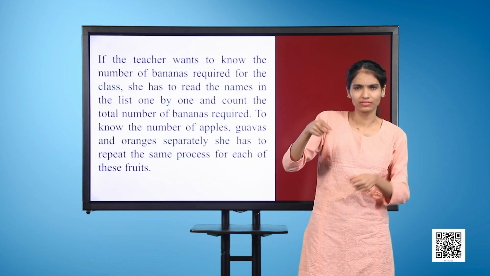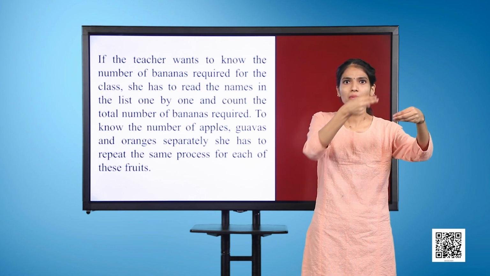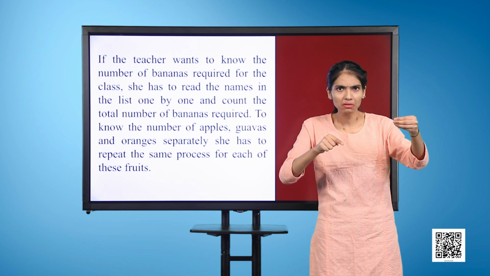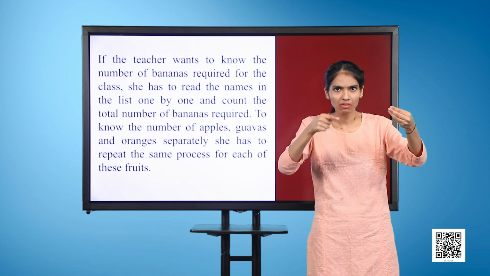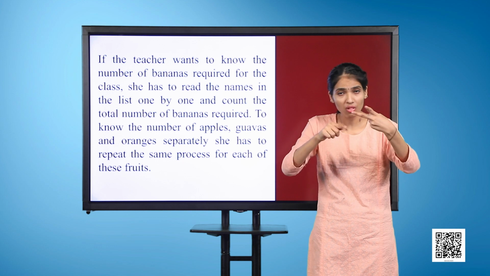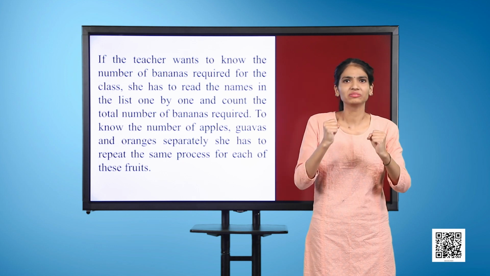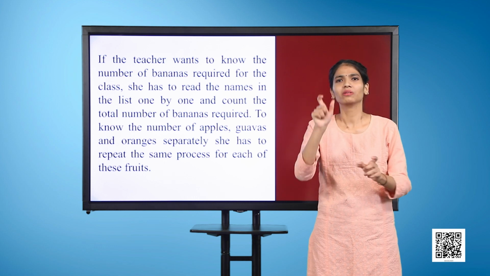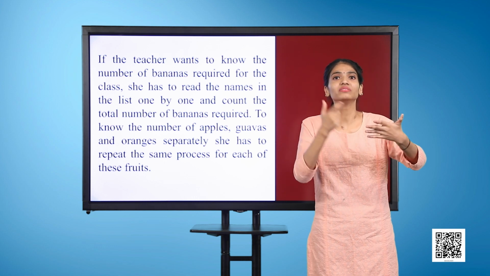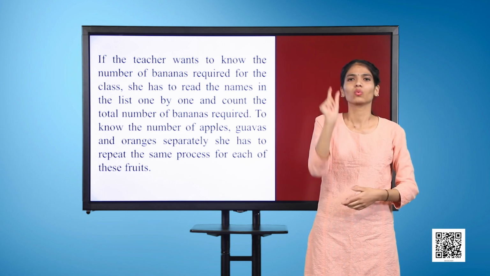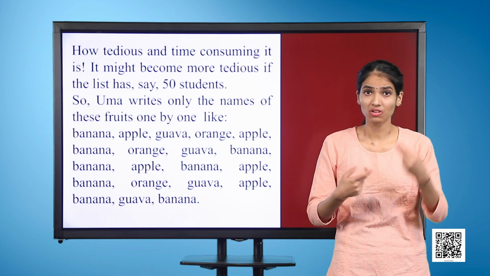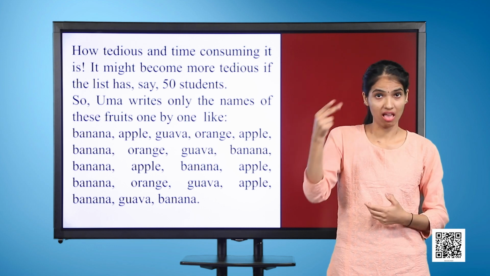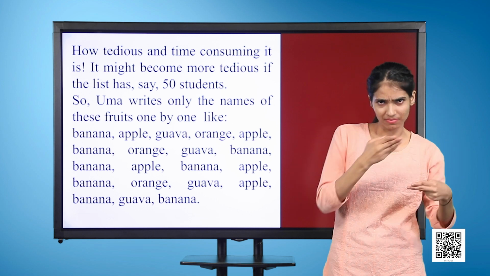If the teacher wants to know the number of bananas required for the class, she has to read the names in the list one by one and count the total number of bananas required. To know the number of apples, guavas, and oranges separately, she has to repeat the same process for each of these fruits. How tedious and time-consuming it is! It might become more tedious if the list has, say, 50 students.